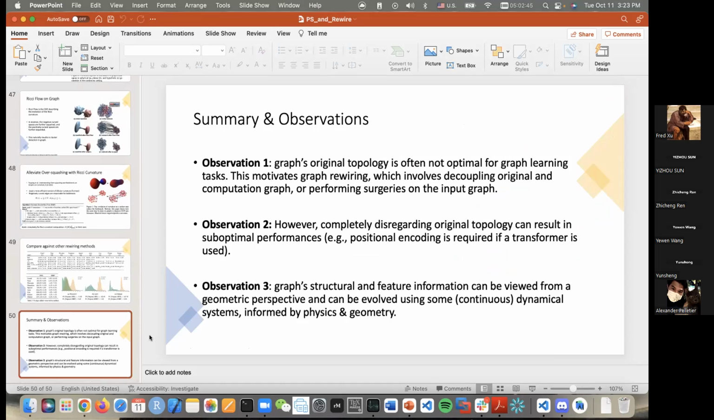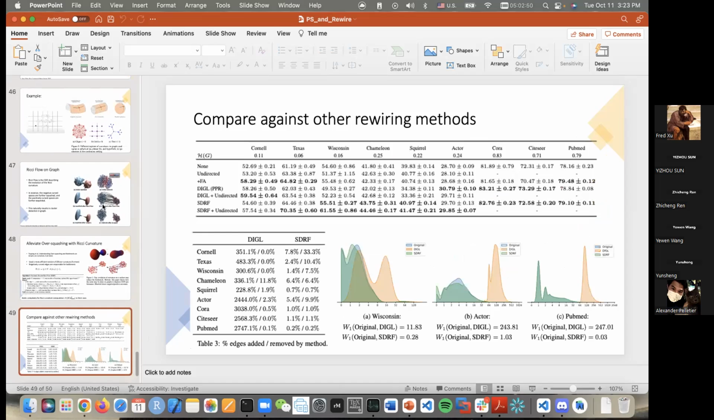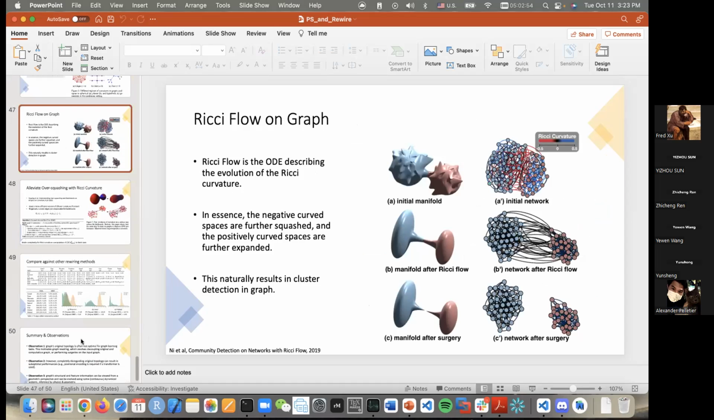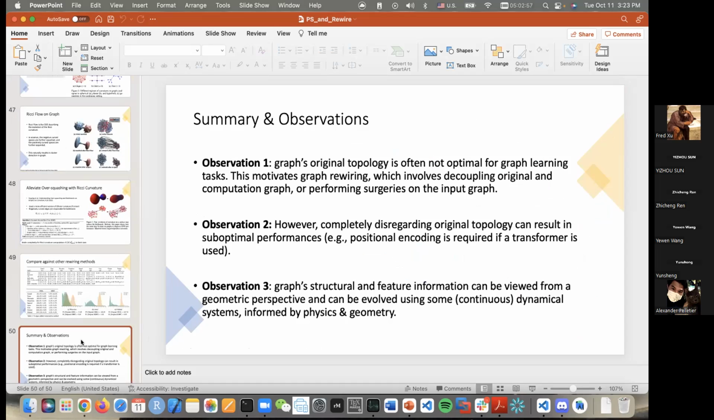So, interpret the graph from a pure topology perspective. No, it's not topology, it's geometry. They don't talk about topology at all. Yeah, it's more differential geometry. Yeah, that's related to our earlier reading group. However, we need to revisit those concepts.